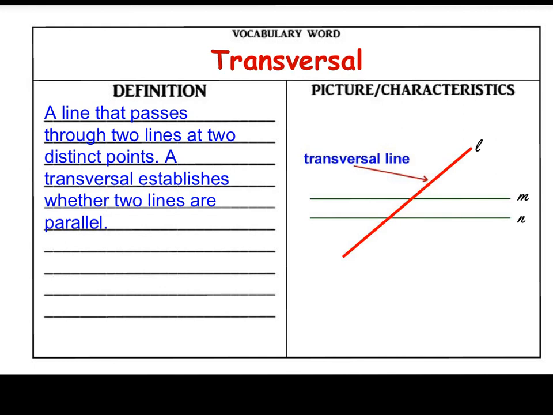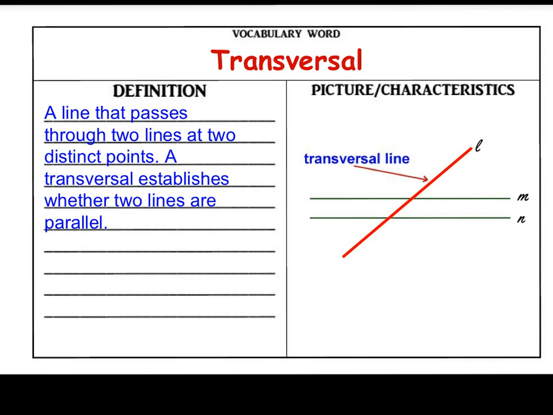Our first vocab word for today is transversal. By definition, a line that passes through two lines at two distinct points. A transversal establishes whether two lines are parallel. So my transversal is right here in red, this red line right here.